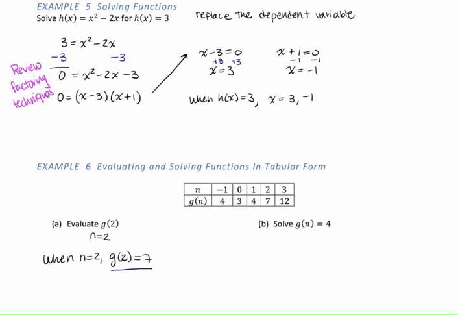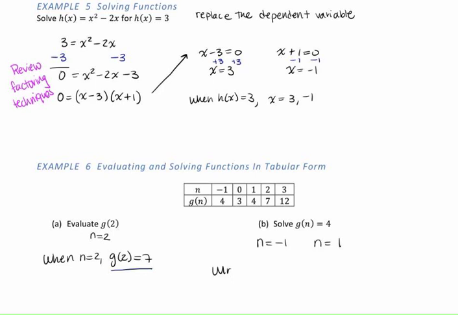Now let's solve g of n equals 4. So let's look down here at my dependent variables. I have 4 here and here. So I'm going to have 2 solutions again: n equals negative 1 and n equals positive 1.